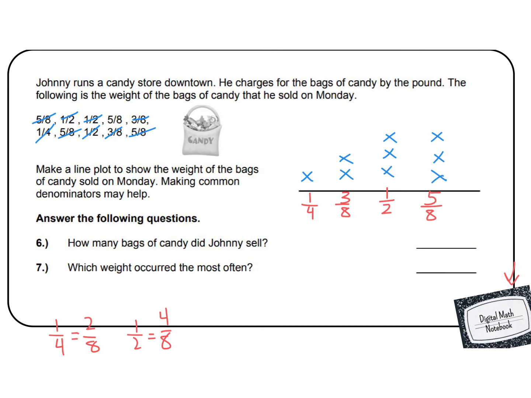If we look at the total number of X's, that will tell us how many bags he sold. So we have 1, 2, 3, 4, 5, 6, 7, 8, 9. So he sold 9 bags of candy.